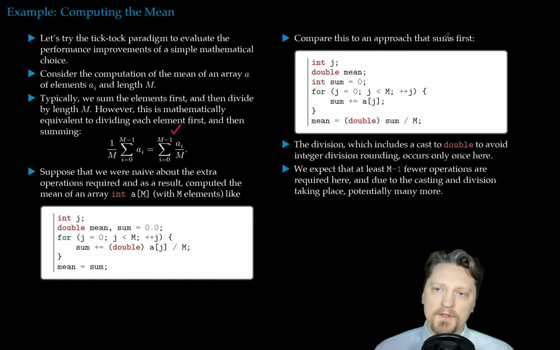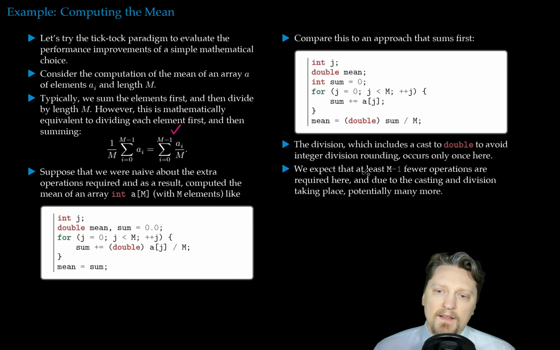Compare this to an approach that sums first. We set it up very similarly, except that the sum can be an integer in this case. For j equals 0 to m minus 1, increasing j by 1 each time through the loop, we add just the array value to our sum, and then at the end, we convert that sum integer to a double and divide by m. This cast here gives us a double division and avoids any integer division rounding.